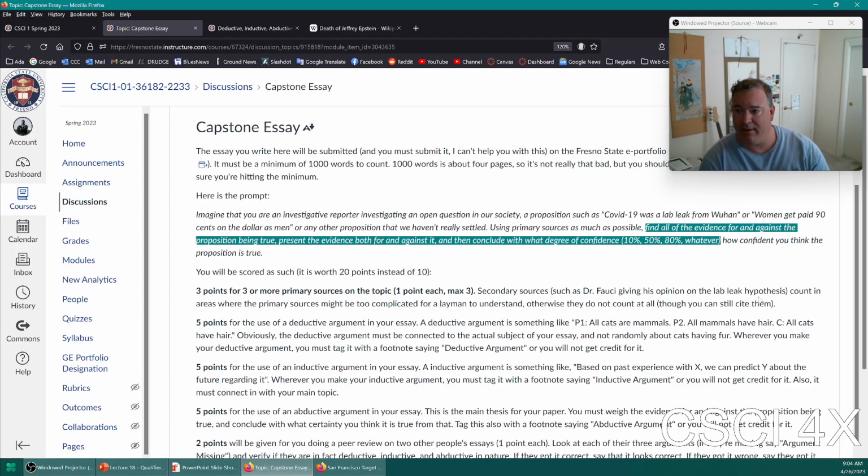With one exception: if it's a really technical subject, then you can use an expert's analysis on it to explain the subject, and I'll accept that as a primary source as well, even though it's not as good as an actual primary source. And then you're going to tell me how confident you are the proposition is true.